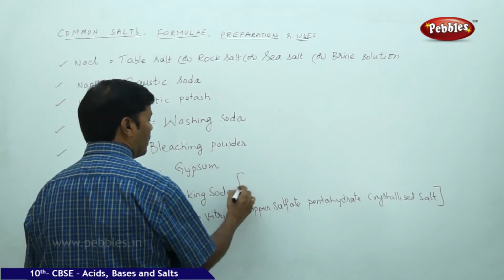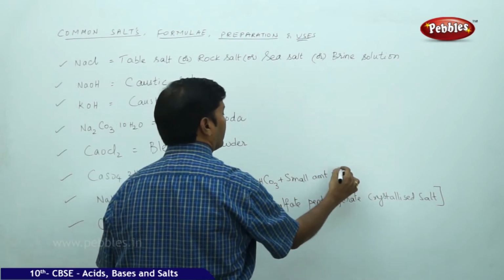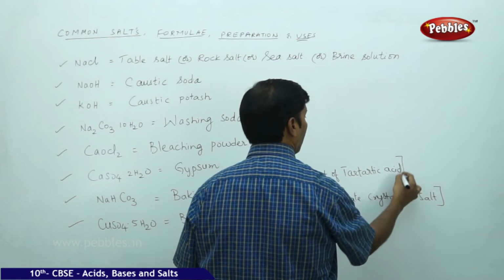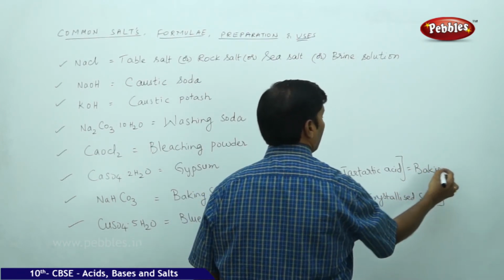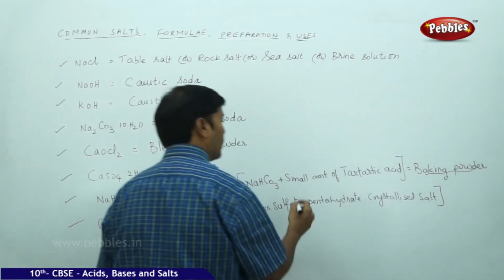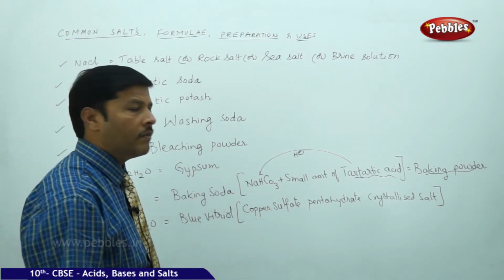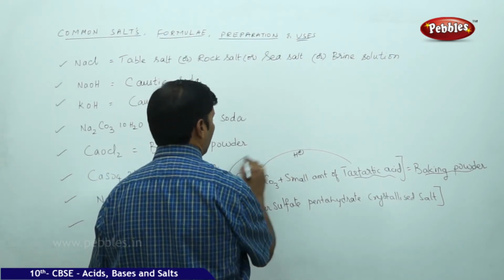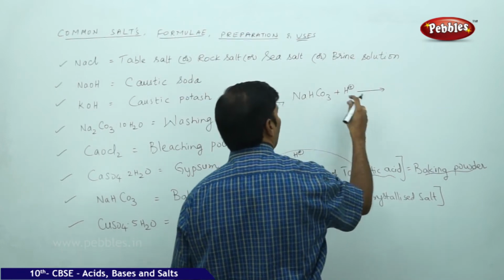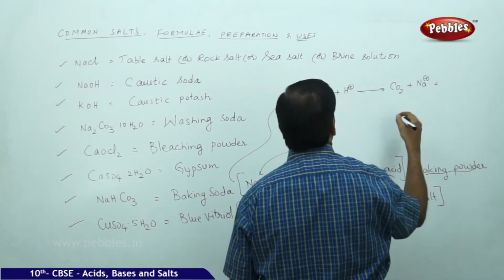Baking soda, NaHCO3, if it is mixed with a small amount of tartaric acid, is going to become baking powder. This tartaric acid will supply the H+ ion to the baking soda. So what is the necessary reaction taking place? NaHCO3 plus H+ ion will convert the bicarbonate ion to carbon dioxide. It gives Na+ ion and also it gives H2O.